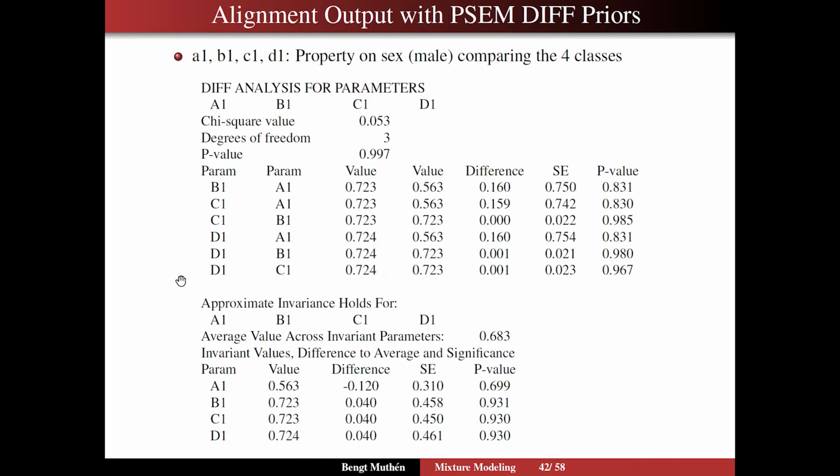So we're concluding that approximate invariance holds for this direct effect across the classes, and the average value is 0.683. So that's the average of all of these values listed up here. And you have the difference between each here, and you see that you don't have any significant p-values here.